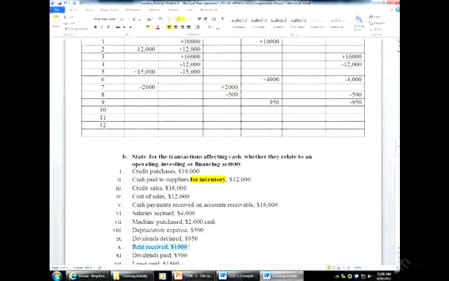Rent received $1,000. So rent received in the form of cash, $1,000. So cash goes up by $1,000. And owner's money goes up by $1,000 because we earned that money for the owner. Dividend paid.